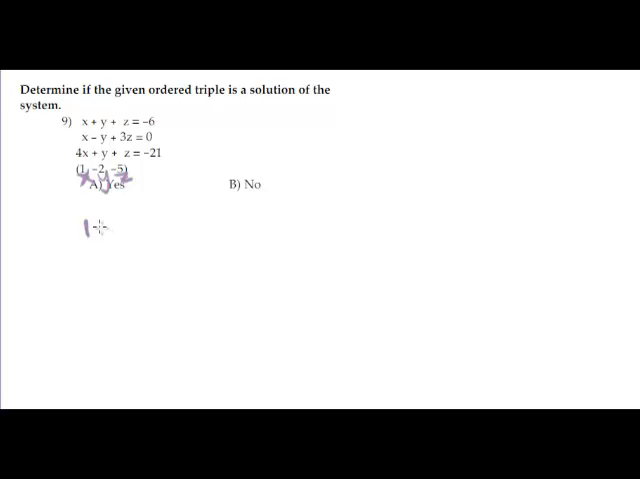X is 1 plus y is negative 2 plus z is negative 5 equals negative 6. 1 plus 2 plus negative 5 is negative 6. So this is true. So the first equation works out. Then we move on to the second one.